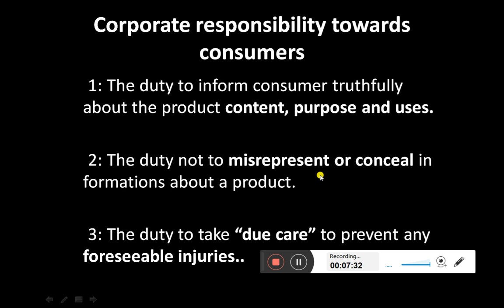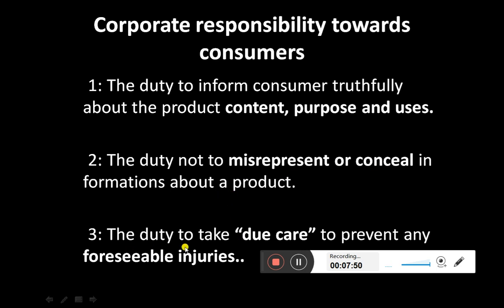Whatever the quality you have in your product, you have to explain it to the customer. This is the responsibility of the corporate, that they shouldn't misrepresent or conceal information about the product.